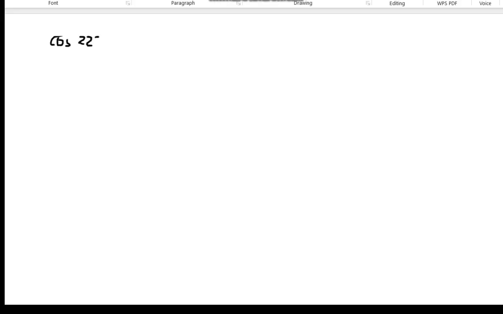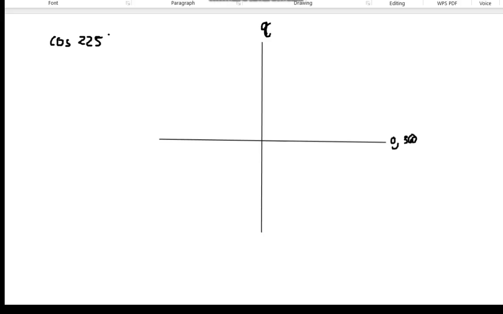Now let's move on to our next problem. What do we have? Cosine 225 degrees. It's actually the third problem. Oops, why is this red? Let's make this black. So let's draw some here. So what we got here is 0, 360. We got here is 90. We got 180 here. We got 270.